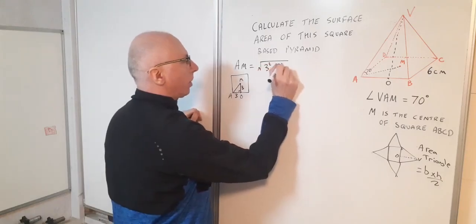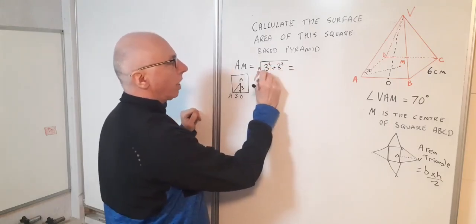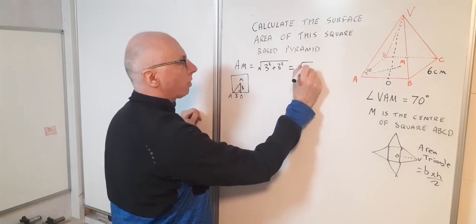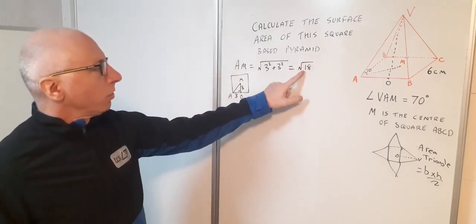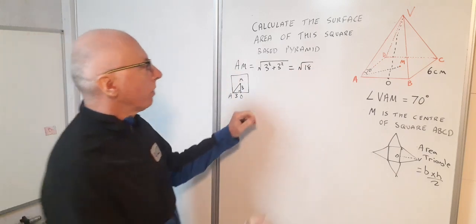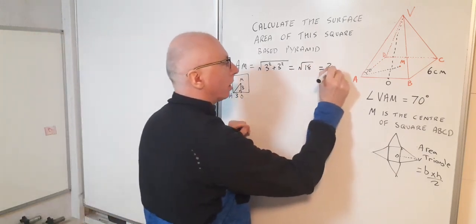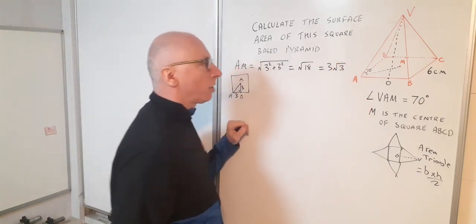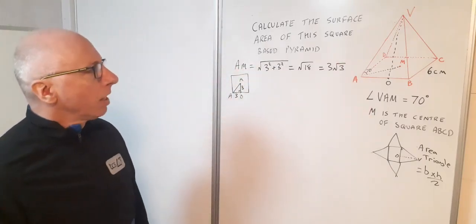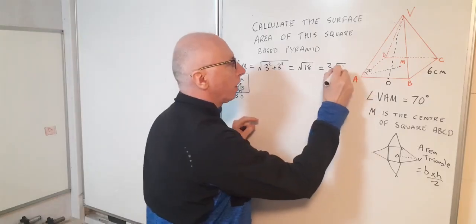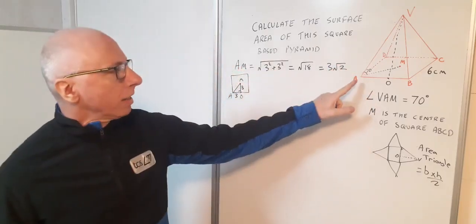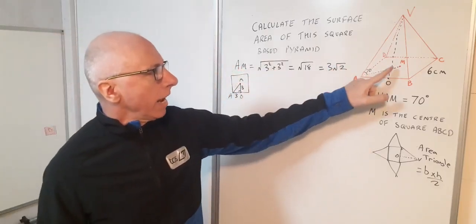So that's the first thing. So that's going to give us 9 plus 9 is 18. So square root of 18. And then using surds, so that's square root of 2 times square root of 9, which is going to give us 3 root 2. So that's the first bit taken care of. Now with that being 3 root 2, with that taken care of, we've now got AM.